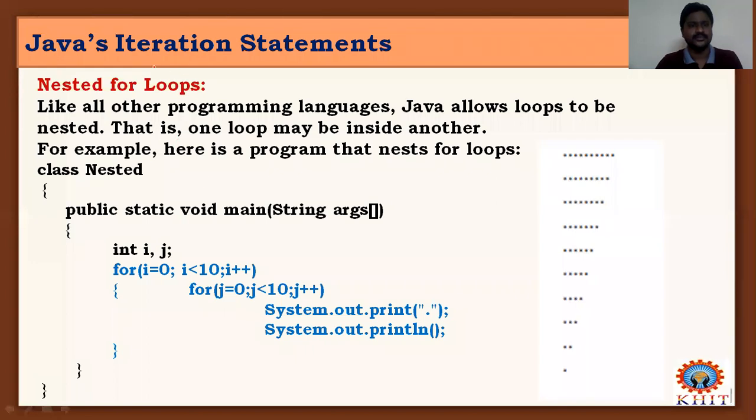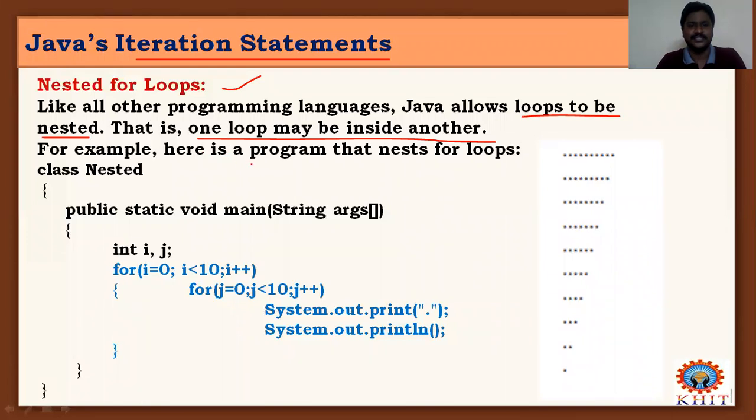Next one, coming to iteration statements, nested for loops. Like all other programming languages, Java allows loops to be nested, whether a while loop, for loop, if condition, or switch. That is, one loop may be inside another. What nested means is one loop inside another.